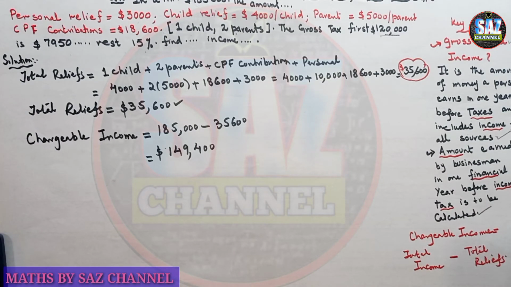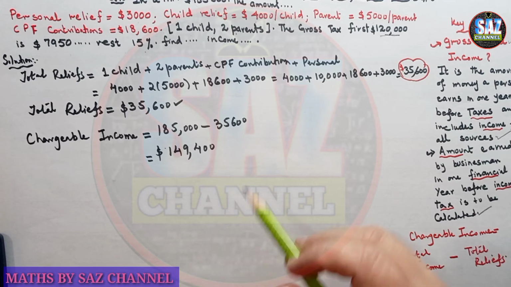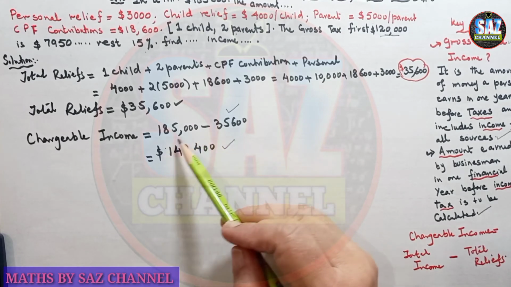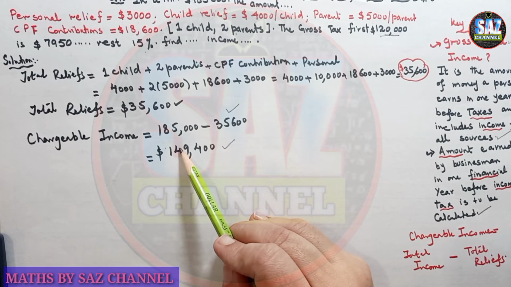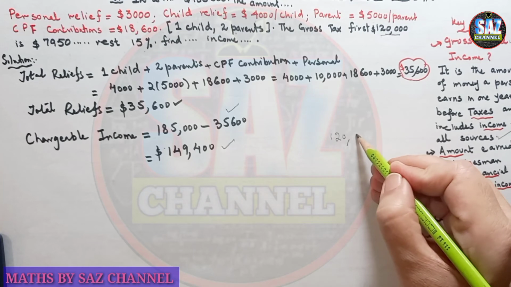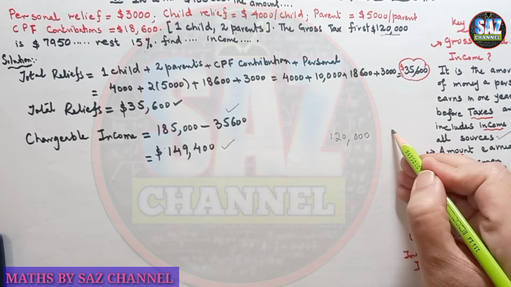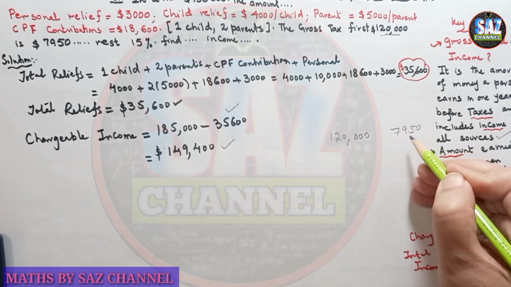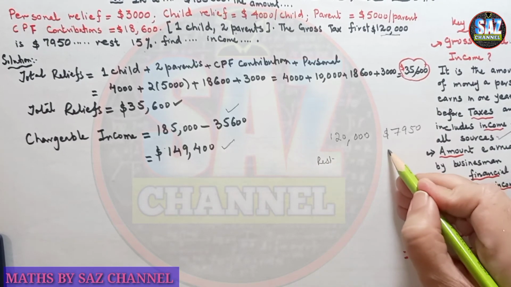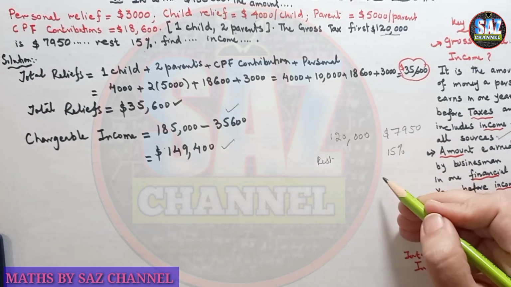Now after finding this amount, I have to read the rest part of the question once again. The question says that for the remaining income, the remaining income after taking away the reliefs, this is the income on which he has to pay tax. On the first 120,000, the amount of tax which is given in the question is $7,950, and on the rest he has to pay the tax with the percentage of 15%.